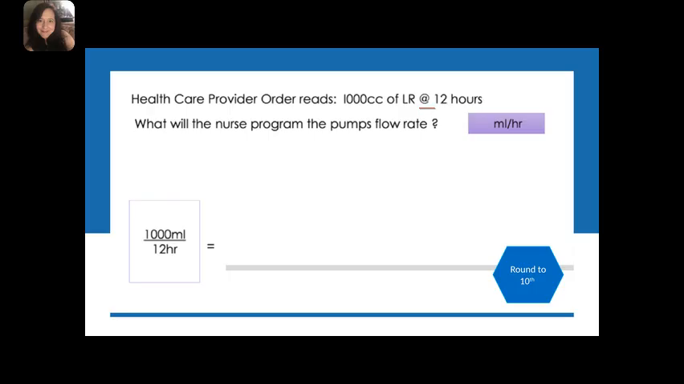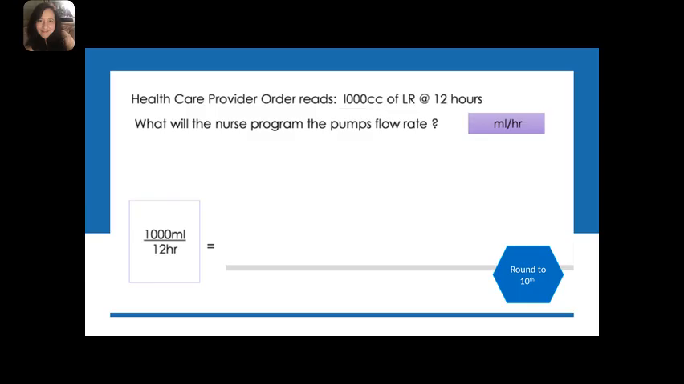The other thing I want to bring attention to is this idea of cc, 1,000 cc's. As you know from your metric equivalencies, there's a one-to-one relationship between mils and cc's. So I don't really need a conversion. In my mind, I know that 1,000 cc's is the same as mils.